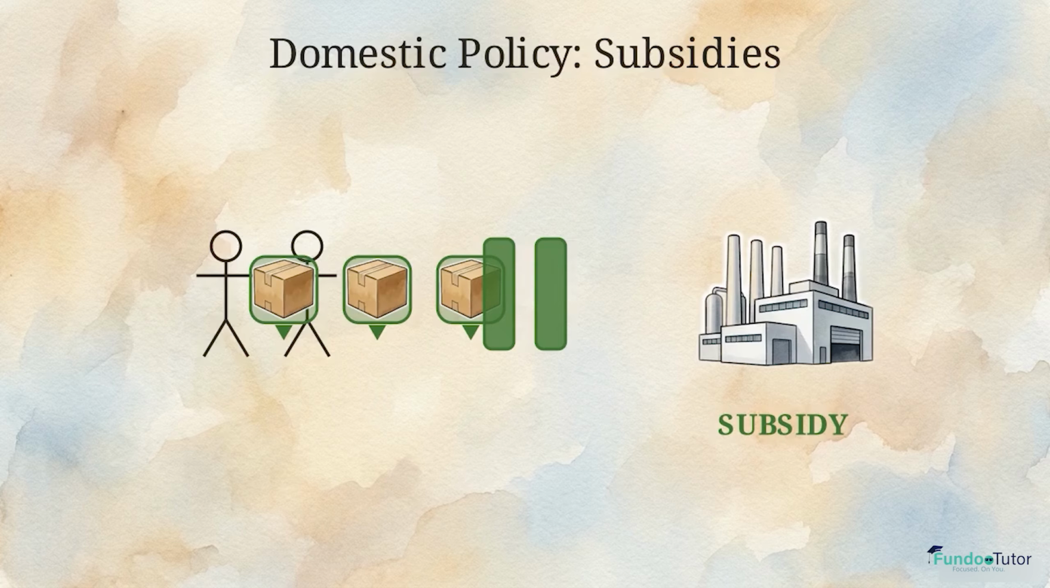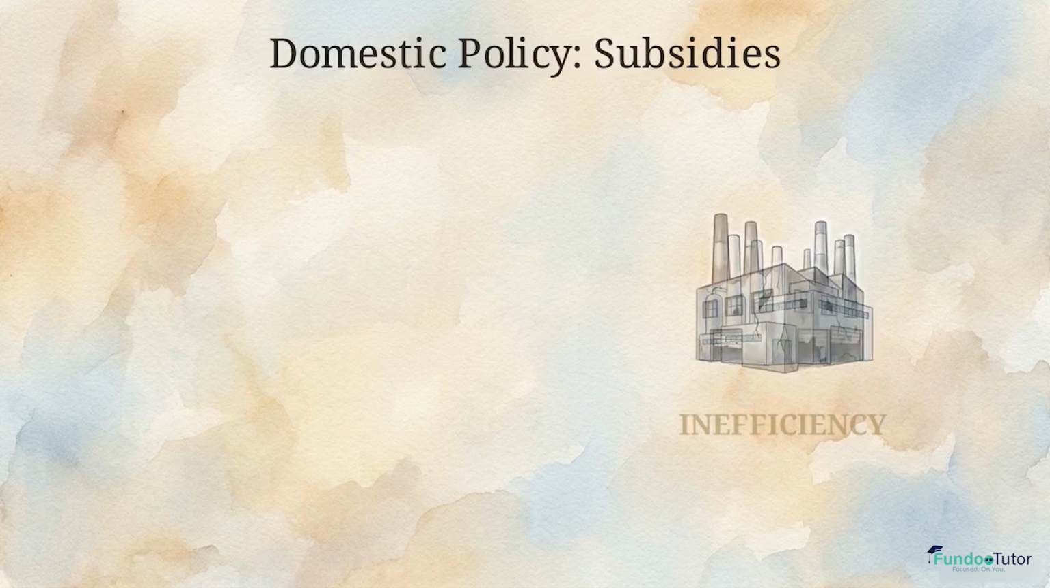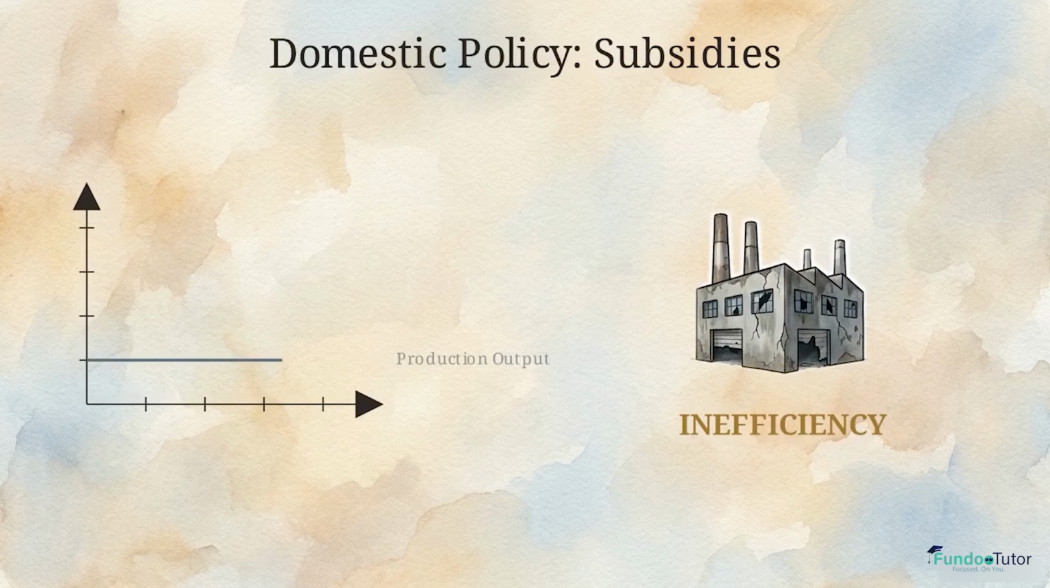Before we move to the evaluation, pause the video. Try to identify one reason why handing domestic firms free money might ultimately fail to reduce the deficit. There are 2 major risks.